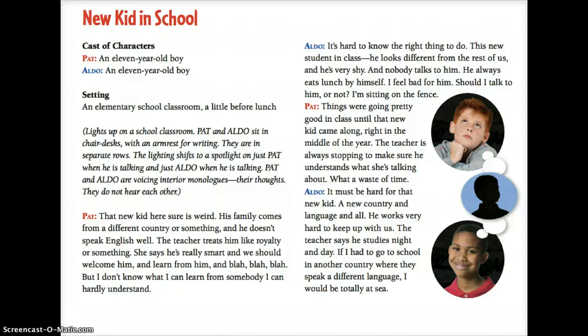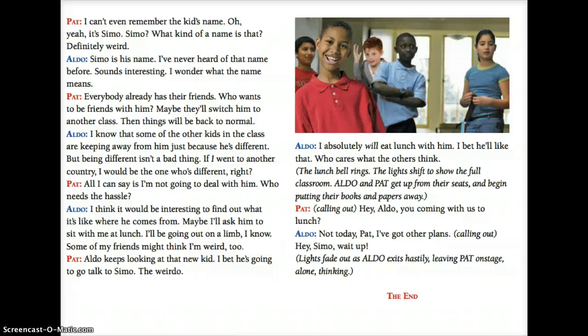I will forward to the next page. Hopefully you have paused it. Again, pause it and read, and then restart the video when you are ready.